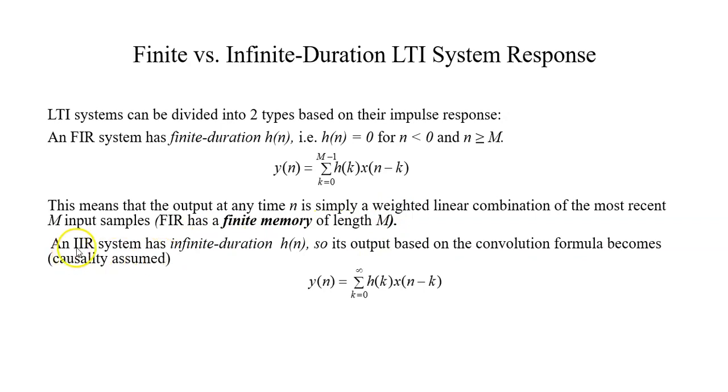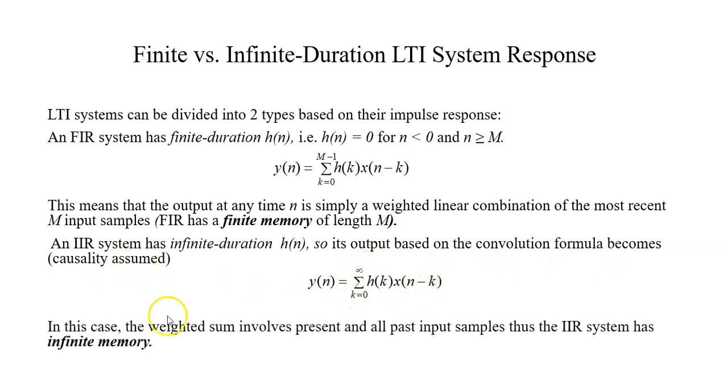For an infinite impulse response system, which has infinite duration h of n, the output based on the convolution formula becomes this equation, with causality assumed. In this case the weighted sum involves the present and all past input samples. Thus the infinite impulse response system has infinite memory.